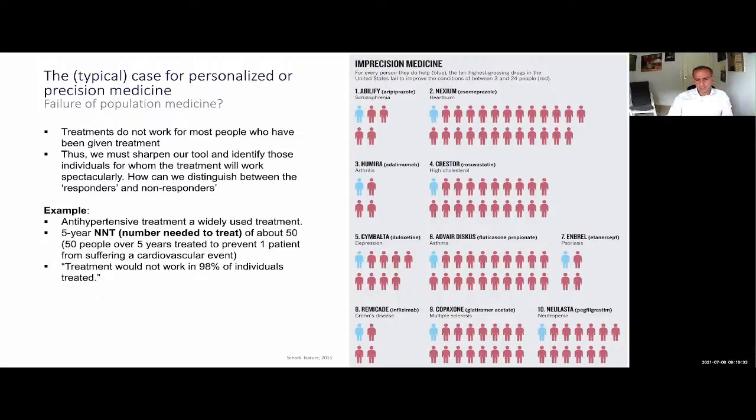Let me just give an example, which is not on that figure to the right, but very similar to those. If one looks at the case of blood pressure lowering treatment, which is widely used and is thought to be one of the major achievements of population medicine, and one looks at how many individuals need to be treated for about 5 years to prevent one cardiovascular event, the number is typically in the order of 50. So 50 individuals treated over 5 years will translate on average to one patient being prevented from having a future cardiovascular event. So by the same token, the proponents of precision medicine would argue that the treatment does not work in 98% of individuals, or 99% of individuals, depending on how one looks at it. And therefore, we need to have better tools.